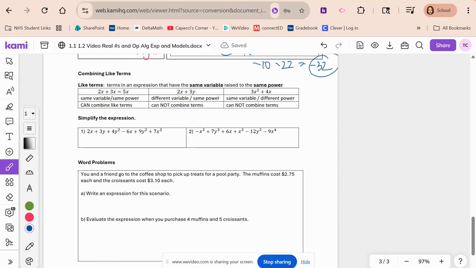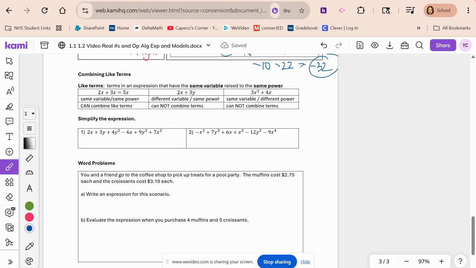All right, now let's look at some combining like terms. So remember, like terms have the same variable raised to the same power. So in the first example I have here, 2x plus 3x, I can combine those because my variables are the same. They're both x, my letters are the same, and they're both to the first power. In my second example there, 2x plus 3y, they're both raised to the first power, but the variable or the letter are not the same. I can't combine them. And then in my last one here, I have 3x to the second plus 4x. Again, variables the same. They're both x's, but my powers are not, so I cannot combine those.